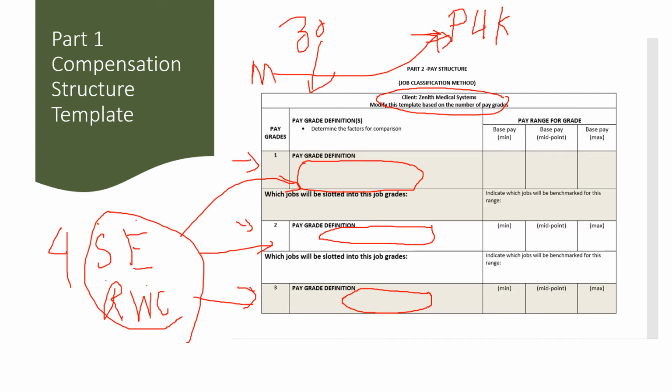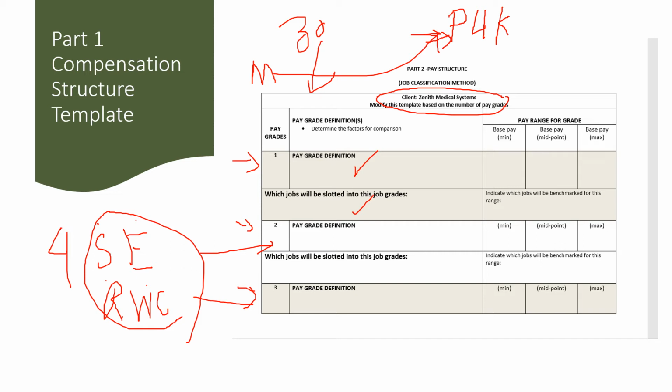So you have to take your jobs listed in the case study and determine which pay grade they best fit in. So you'll be matching your job descriptions to the pay grade definition and then typing those job titles into the bar underneath. So here you have your pay grades, and then underneath your definition here, and your jobs were going to be typed in here.